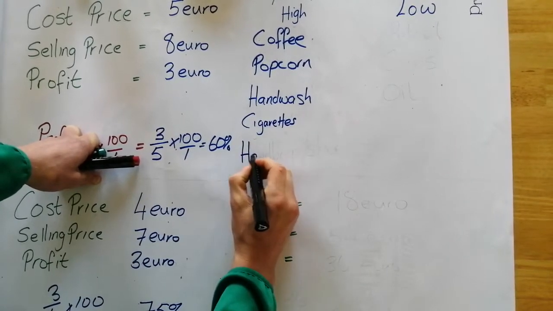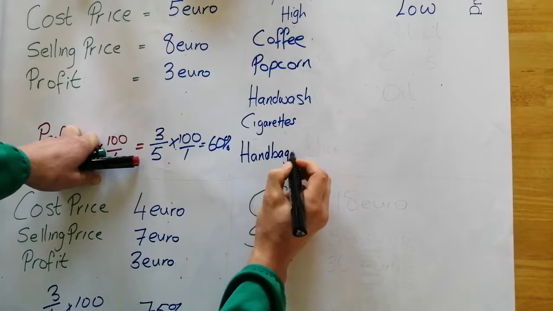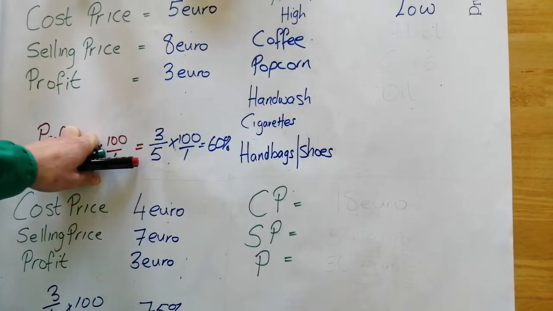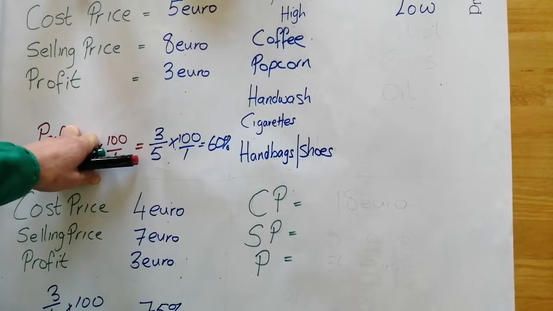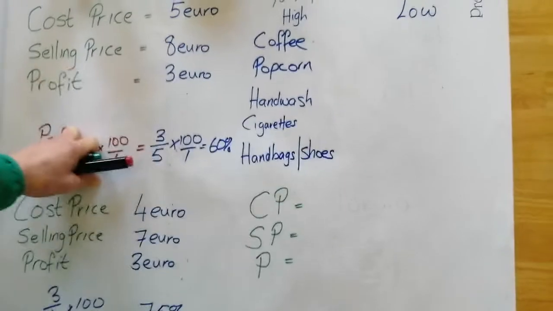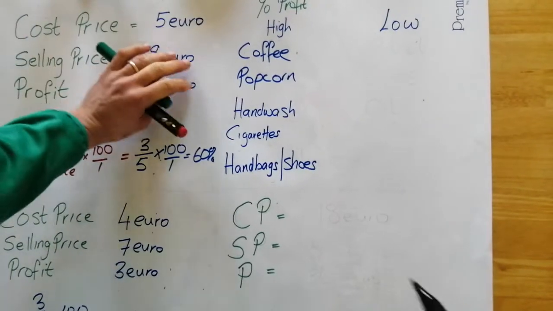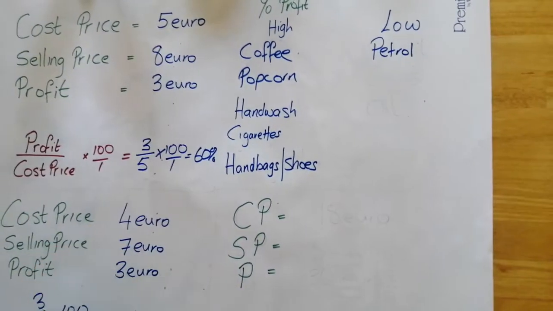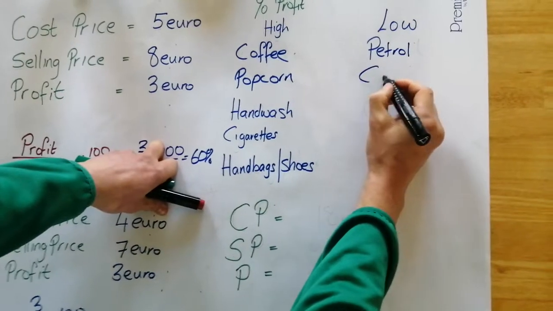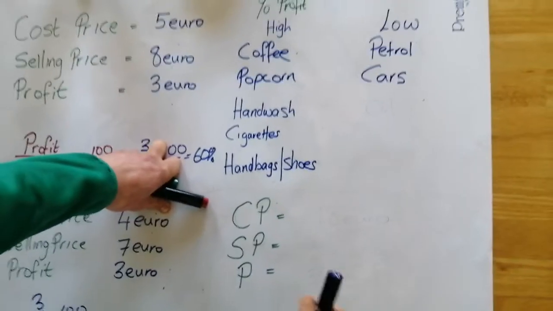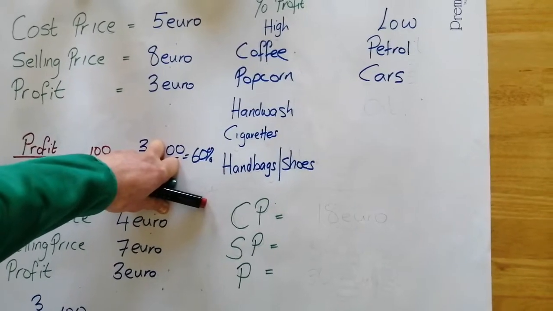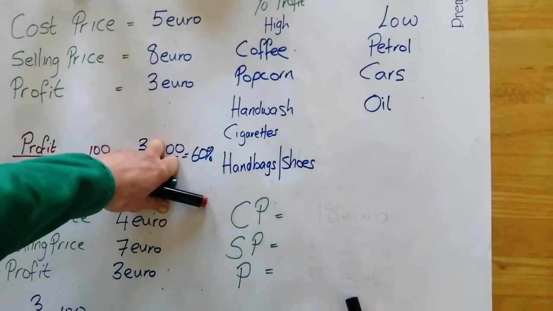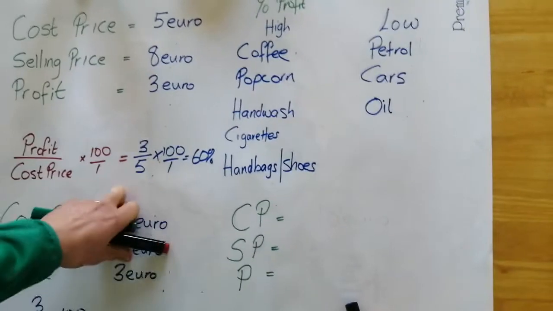And of course these things as well, women's handbags and shoes, actually men's as well, all those can cost thousands of euros and might only cost a couple of euros to make, so they make a huge profit percentage. And at the opposite end, some things have a low percentage profit. If you were buying petrol, the petrol station might only make 1% profit off each litre. The same with cars, because cars are expensive. The guy selling the cars might only make a profit of 2 or 3% on each car, and also things like oil as well. So just keep that in mind. So you can have a very low percentage or a high percentage.